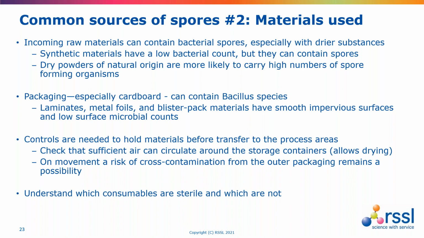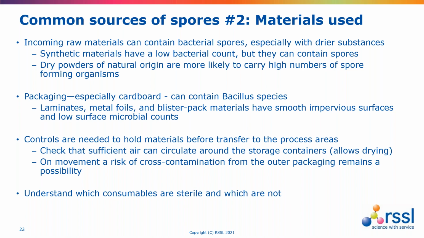I've mentioned the risks of packaging and cardboard, even for things coming into a warehouse and being unpacked. Laminate materials are generally better, even as outer packaging, because they're easier to clean and less likely to be holding higher numbers of spores. It's important that controls are in place for materials, particularly when something is transferred from a warehouse to a CNC or into a clean room.